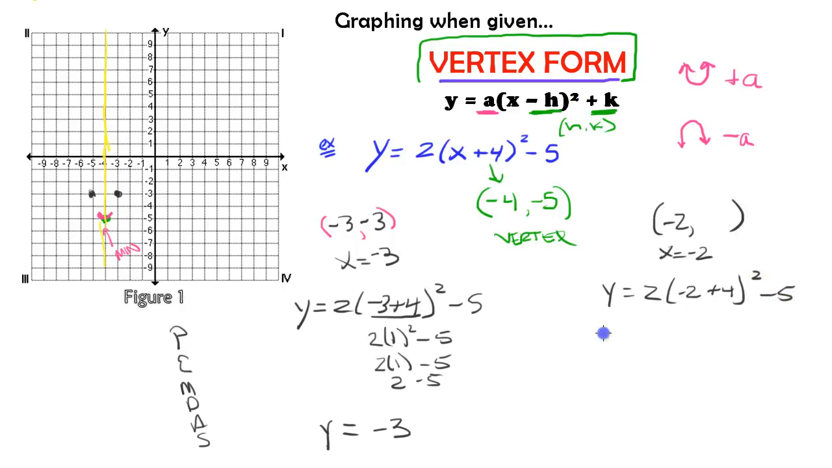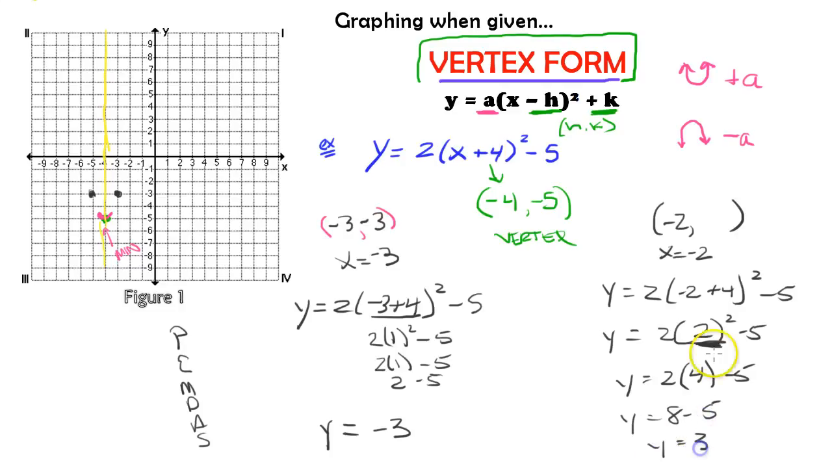So let's do it. I get y equals, in parentheses I get positive 2, because negative 2 plus 4 gives me positive 2. And now I have to square this next, my order of operations. So I get 2 times 2 squared, which is 4. And then I keep going, which gives me an 8 minus 5, which means I get y equals positive 3. So at negative 2, positive 3, there's my next point.